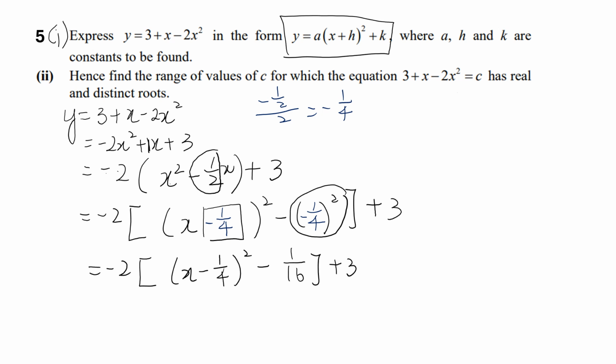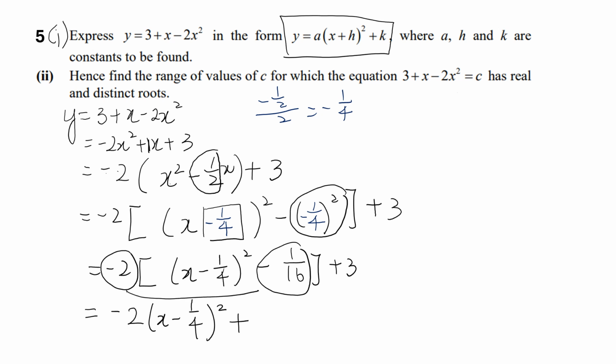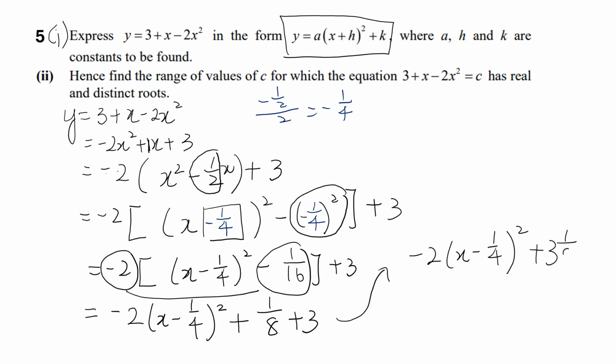Okay, we're not done yet. You still have to multiply your negative 2 into your big square bracket. So that gives you negative 2 bracket x minus 1/4 squared. Use a calculator if you need to. That will give you positive 1/8 plus 3. Then we simplify further. That will give you 3 and 1/8. Okay, so that's how you express it in the completed square form.